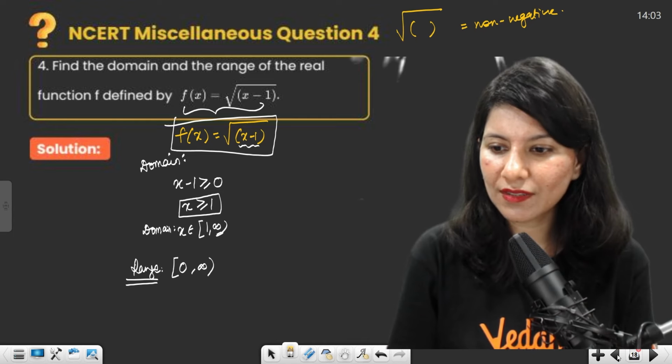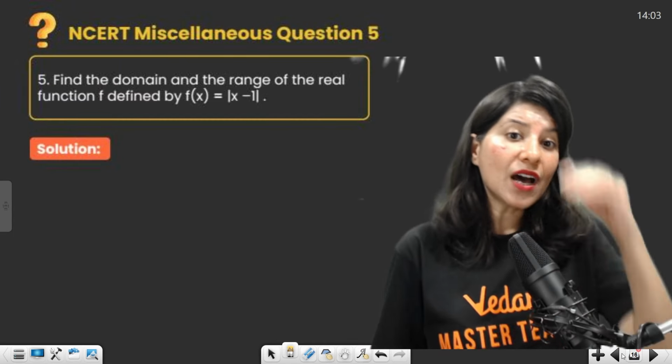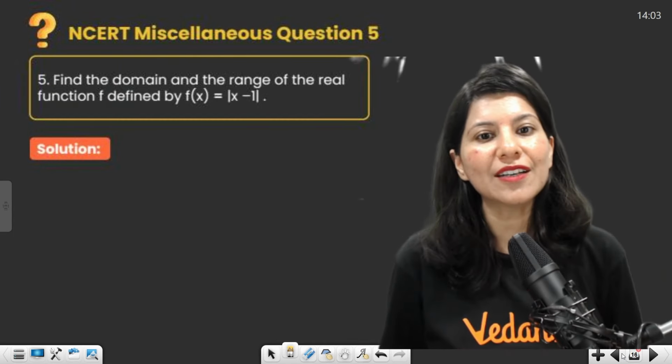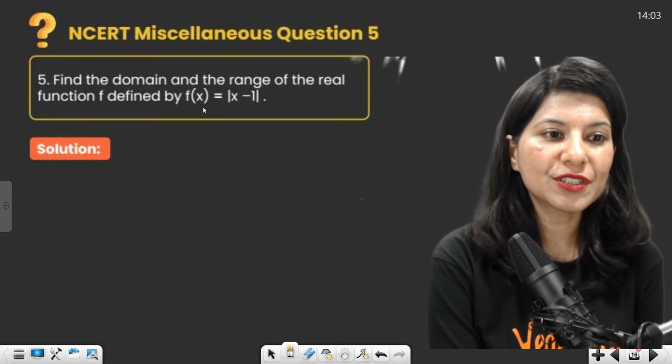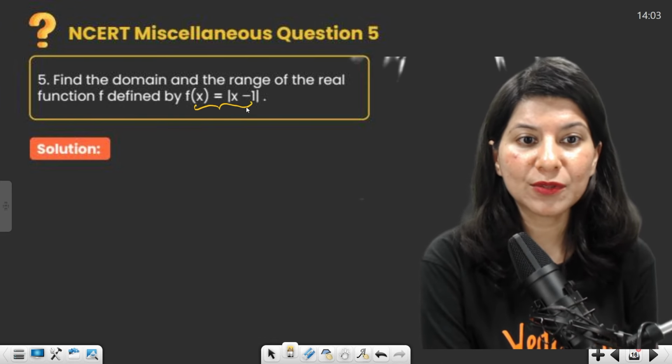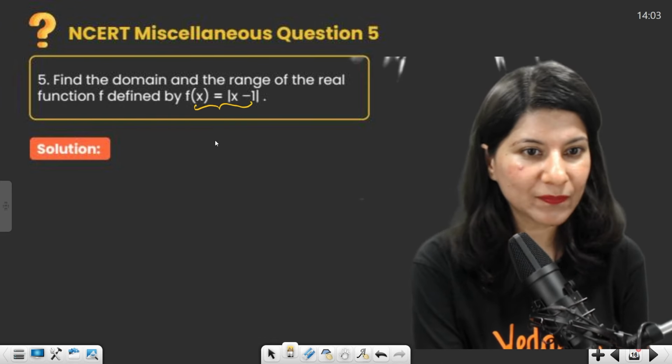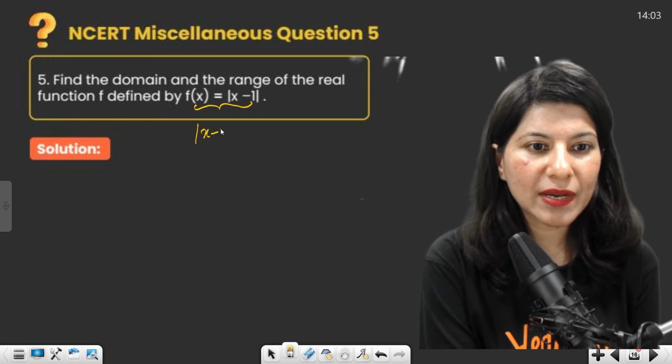That's why this is the question number 4. And now we are having question number 5. Find the domain and range of real function f defined by f of x is equals to mod of x minus 1. Okay. So now mod of x minus 1.